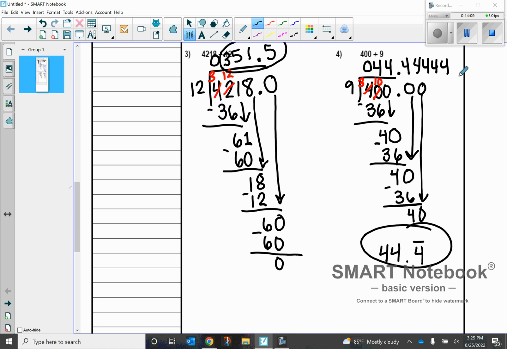Okay, so that is how we divide when we have remainders and we write them as decimals. It's not too bad.